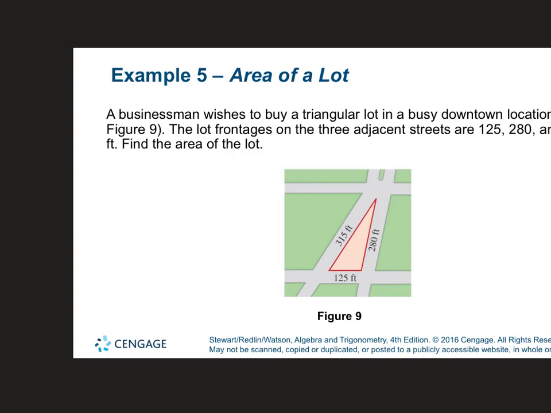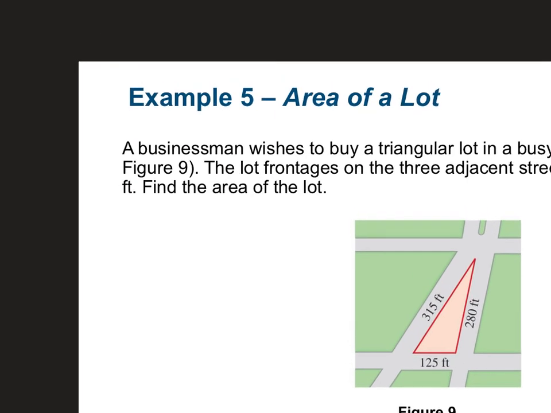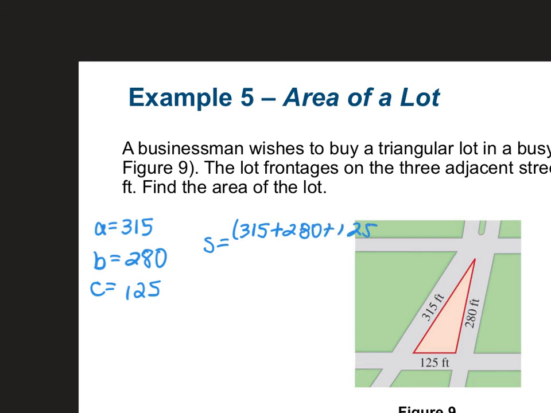First thing I'm going to do is write down the 3 sides that they give me. It doesn't matter what you name them because we're adding them together. So I'll say one of them is 315, one of them is 280, and one of the sides is 125. Does anybody have questions about where I got those things from? Okay, well, the first thing we're going to find is our S value. So I take the 3 sides, 315, 280, and 125, add them up and divide by 2.